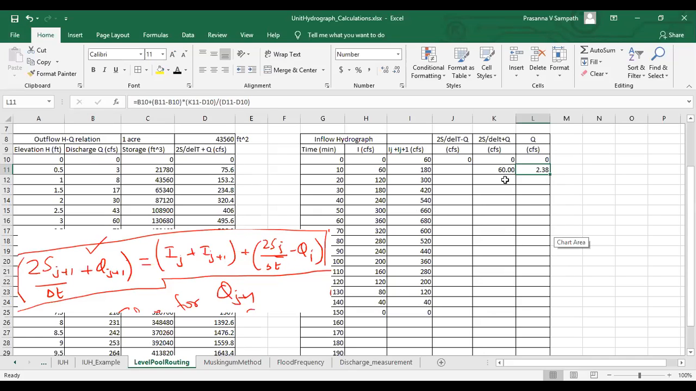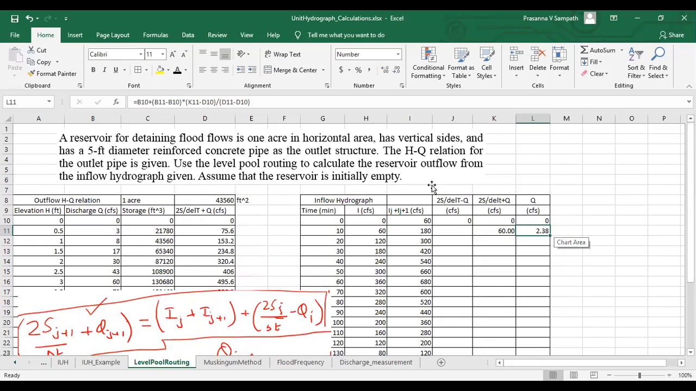Okay. So now I have 2s by delta t plus q at the j plus 1 time step and q at the j plus 1 time step. What was my objective? Look at the problem statement. Use the level pool routing method to calculate the reservoir outflow from the inflow hydrograph given. My objective is to find, just like I know the inflow hydrograph, what the outflow hydrograph is. Okay, that is my objective. So far, I have done well. I already knew Qj. Now I know Qj plus 1.